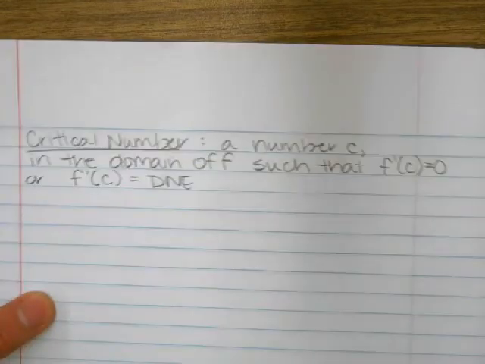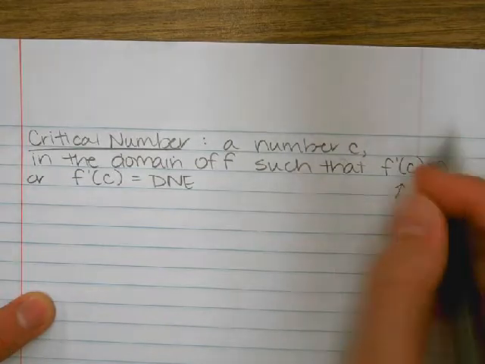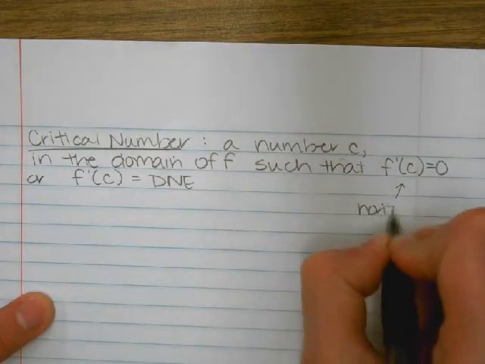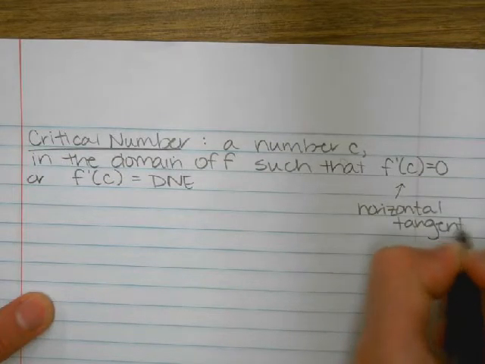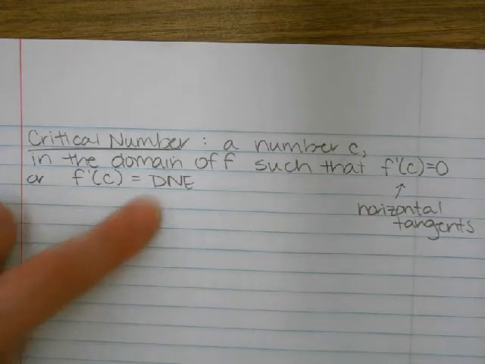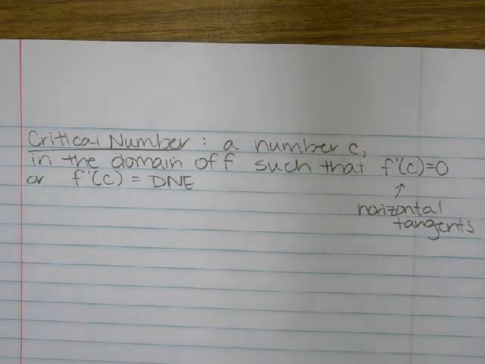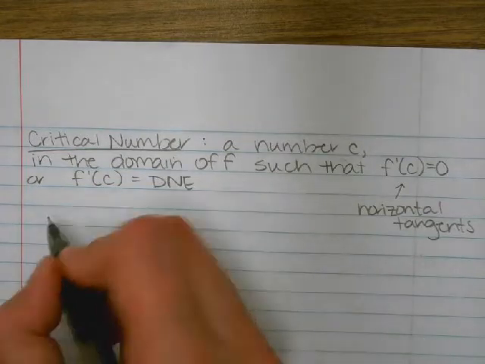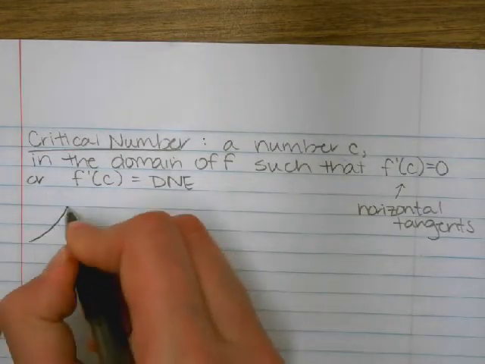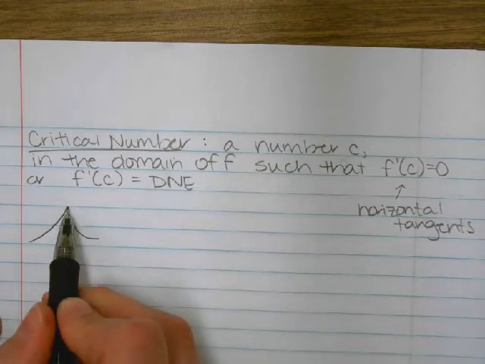So f prime of C equaling 0 tells us that we're talking about horizontal tangents. When we say that f prime of C does not exist, there's a lot of different reasons that could be. That might be because we have a vertical tangent line there. It might be that we have a cusp or a sharp corner. So some picture examples of critical numbers could be like the curve does this, and we have a cusp right there. That would be a critical number.